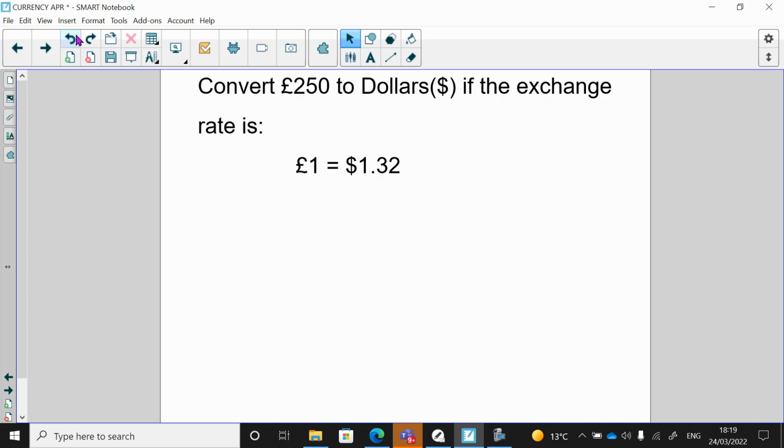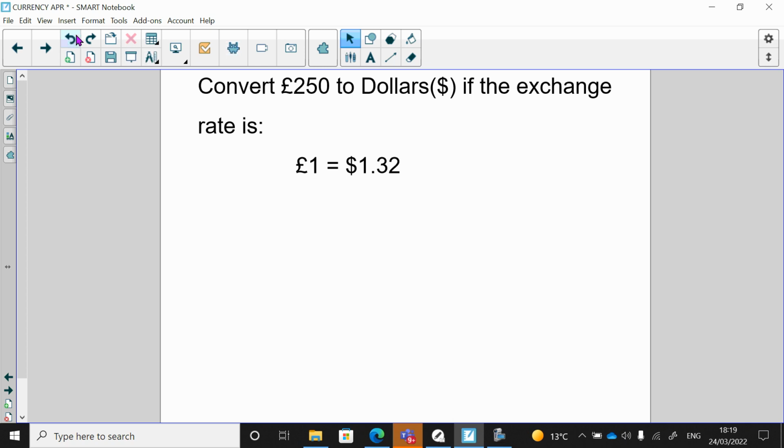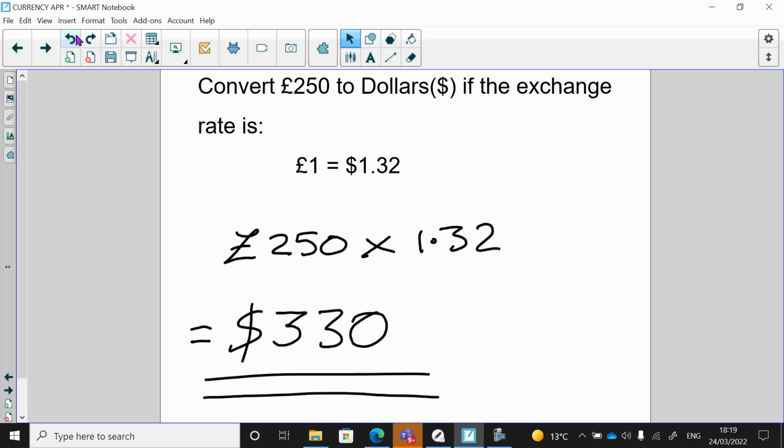Here we're going to convert £250 to dollars. We're given an exchange rate of £1 to $1.32. Because we're going out from pounds, just like the little diagram says, we multiply by the exchange rate. So I'm going to multiply the £250 by 1.32. Put that in your calculator and it should give you a nice number. But remember, the answer is going to be in dollars. Hopefully you got $330 there.